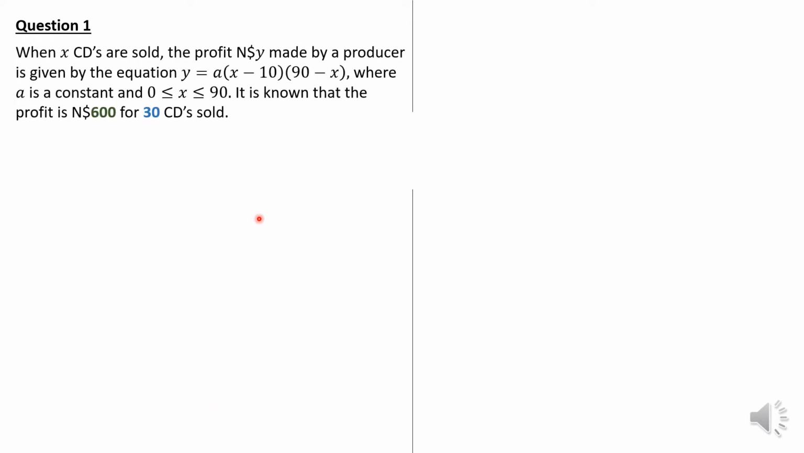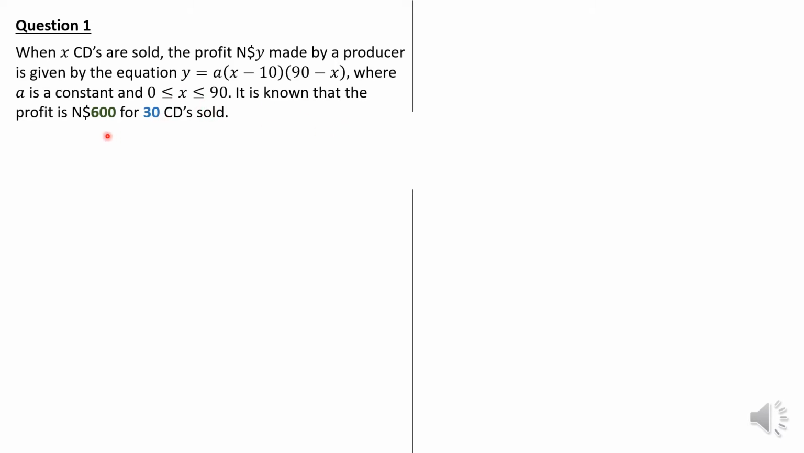All right, so let's do a question. I've got 2 questions that I have done, based upon some practical situations. This one says when x CDs are sold, the profit, which is represented by y, made by the person who produced them, is given by this particular equation: y equals a in brackets (x minus 10) and (90 minus x). They say that a is a constant value, and the values of x are between 0 and 90.